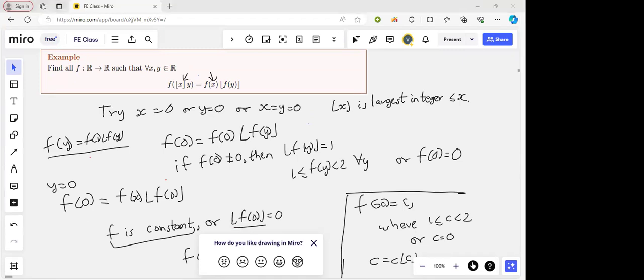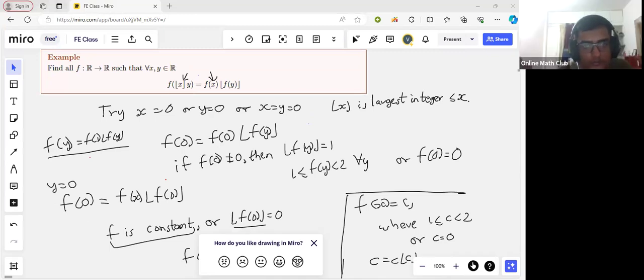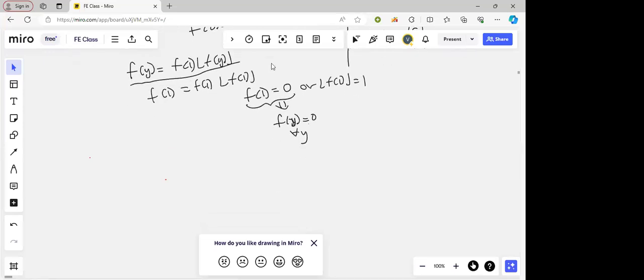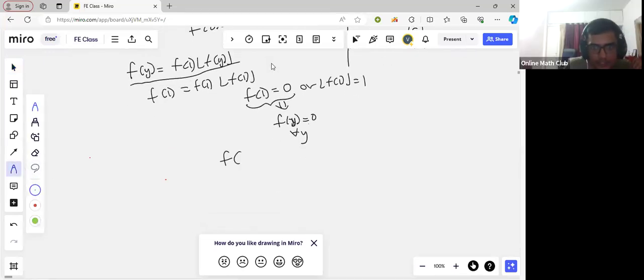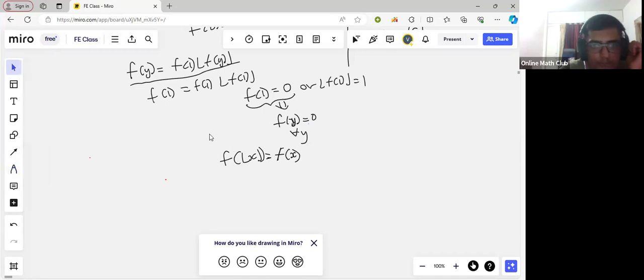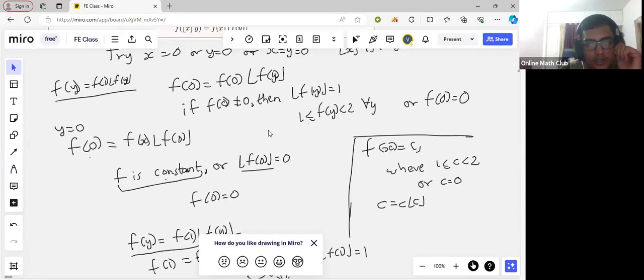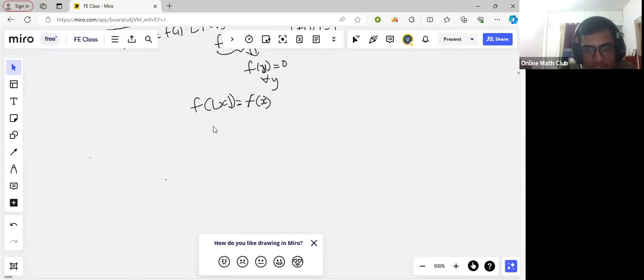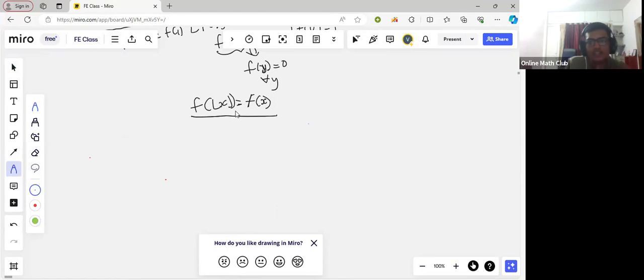Now we can try to put y equal to 1. Okay, so we can get f of floor of x is equal to f of x. We can do that. We get f of floor of x equal to f of x. What can we do with this? So floor of x is always an integer, so in some sense we've reduced it to just integers. Can you think of some nice values of x for which this is quite useful?